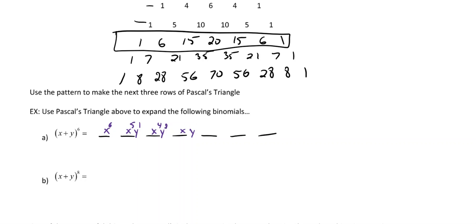Whoop, that's not right. I've got to count down. Okay, that's going to be x to the 3, and then y would be 3. And then x would be 2, y would be 4, and then x would be 1, y would be 5, and then the last one would just be y to the 6. So there's what's going on with my x's and y's.